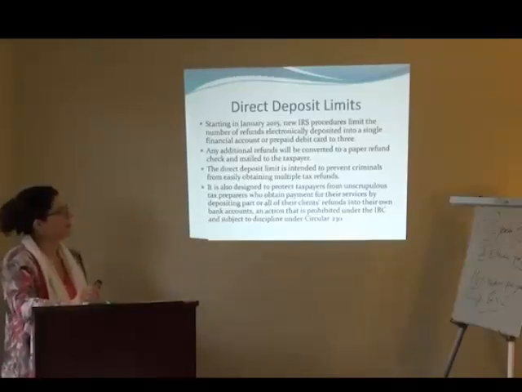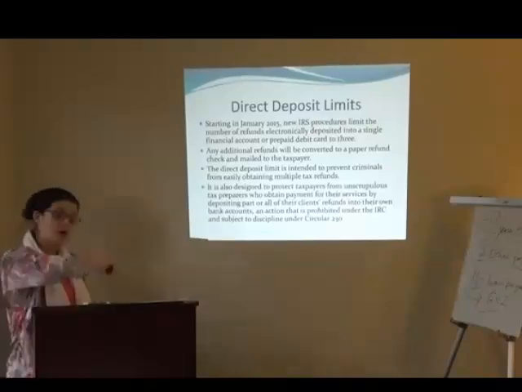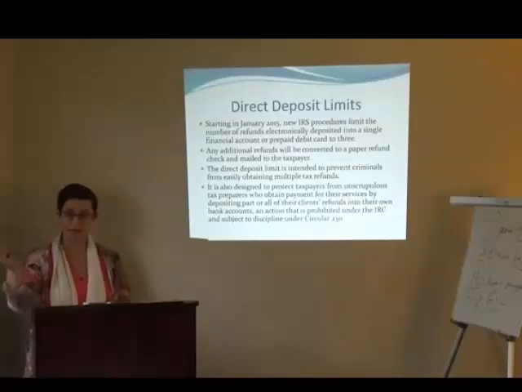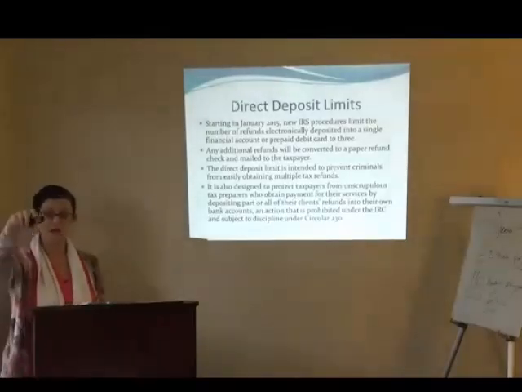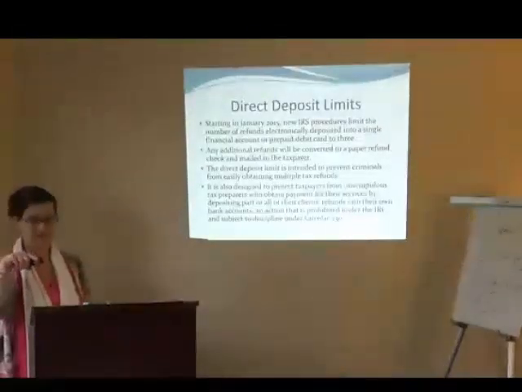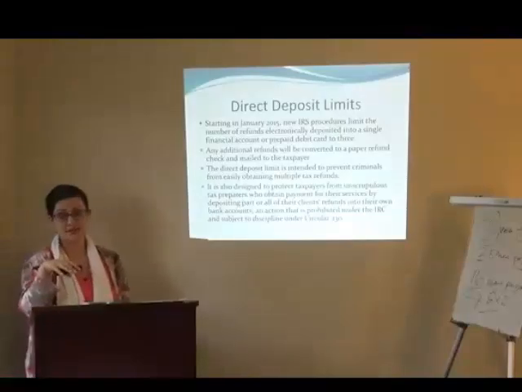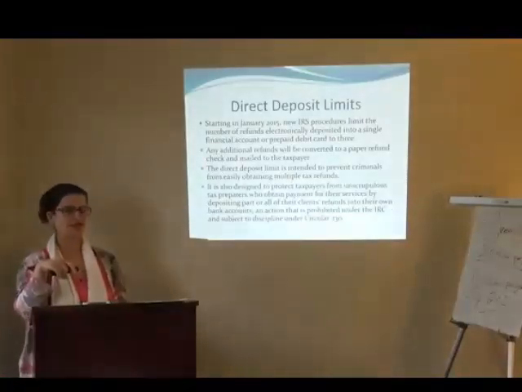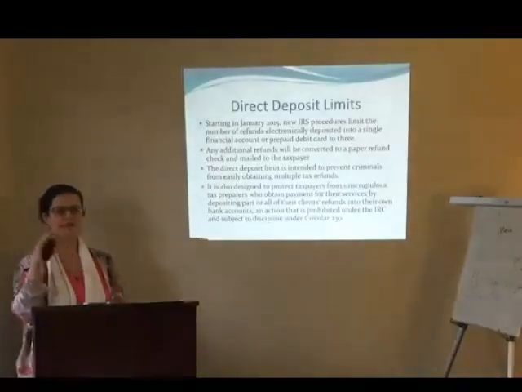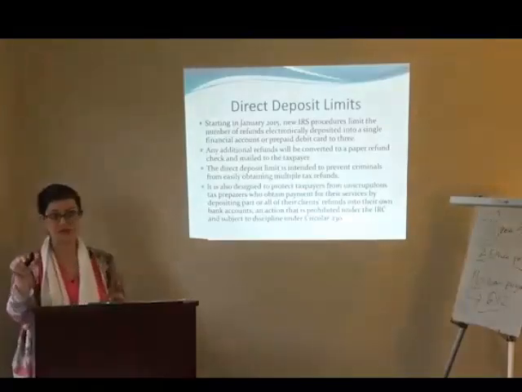The direct deposit limit is intended to prevent criminals from easily obtaining multiple tax refunds. They also put this in place because there's shady preparers who will put their account number on one of the deposit lines in order to get their $300 refund fee. They're not supposed to do that. The thing is that's very easily traced. So, I mean, they must not care, or maybe they're doing it and they're using a fake person's information.